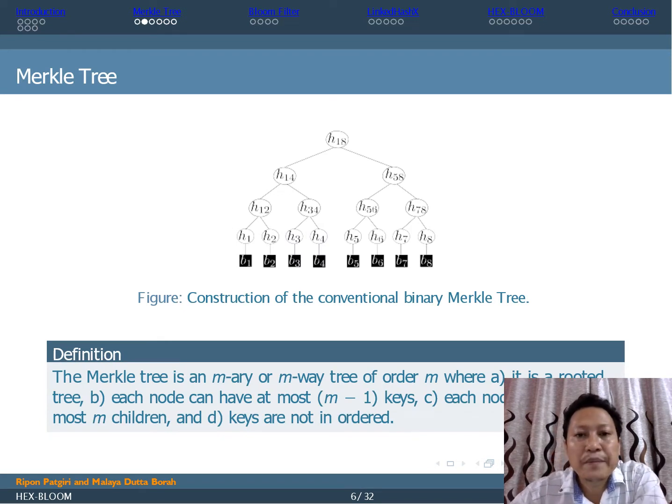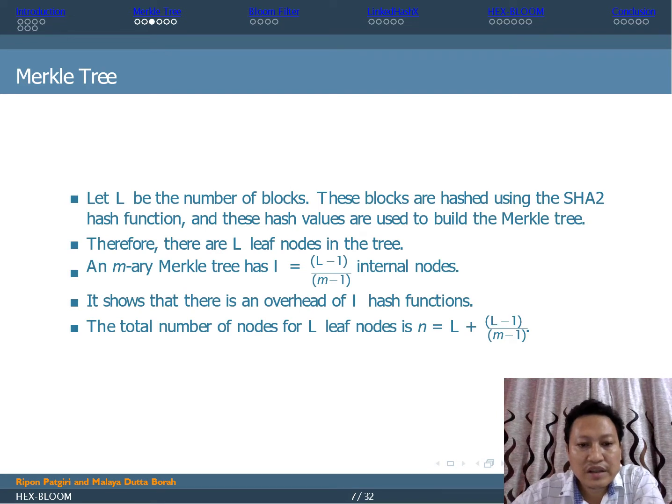Merkle tree is an M-array tree, where M is the Merkle tree order. It is rooted and each node can have at most M minus 1 keys. Each node can have at most M children and keys are not in order. Let L be the number of blocks. These blocks are hashed using the SHA hash function or any secure hash function.